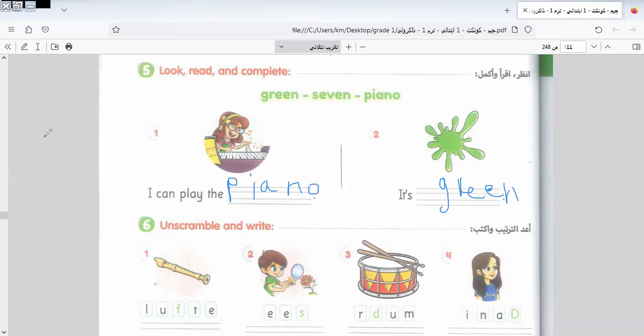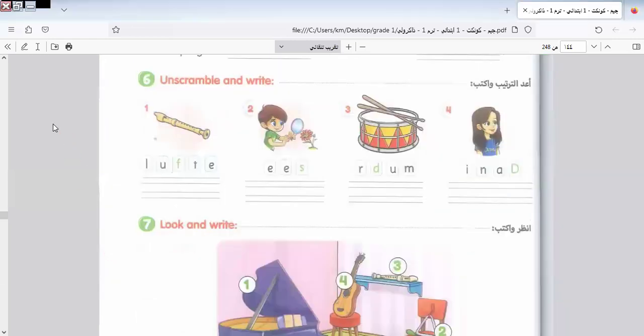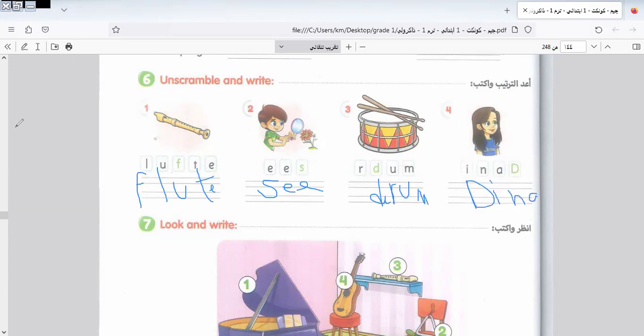Let's continue the rest of the exercise. Here is what? Here is flute. Here is C. Here is drum. Here is Dina. Let's continue the rest of the exercise.